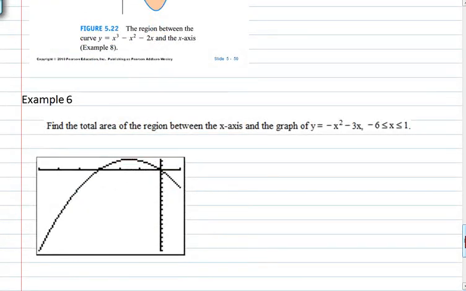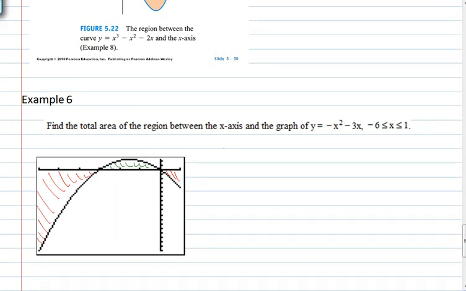So in example 6, we're asked to find the total area of the region between the x-axis and the graph of y equals negative x squared minus 3x on the interval from negative 6 to 1. So that's this region right here, all the way up to 1. So that's this area here and this area here. So we have a total of 3 regions that we're going to have to evaluate.